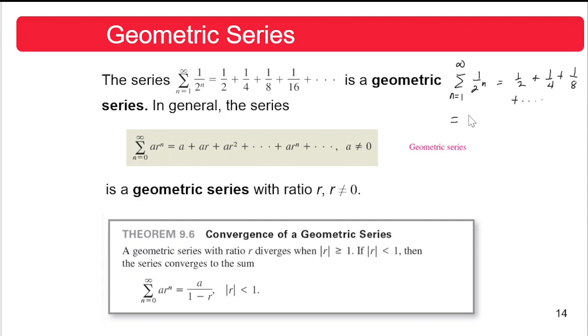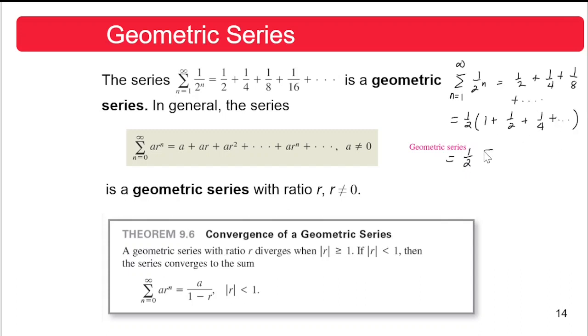Because 1/2 is common, you can factor this out. So you have 1/2 times 1 plus, since we factor out 1/2 from 1/4, this is 1/2. Factoring out 1/2 from 1/8, we get 1/4, and so on and so forth. Or you can write this as 1/2 times the summation.